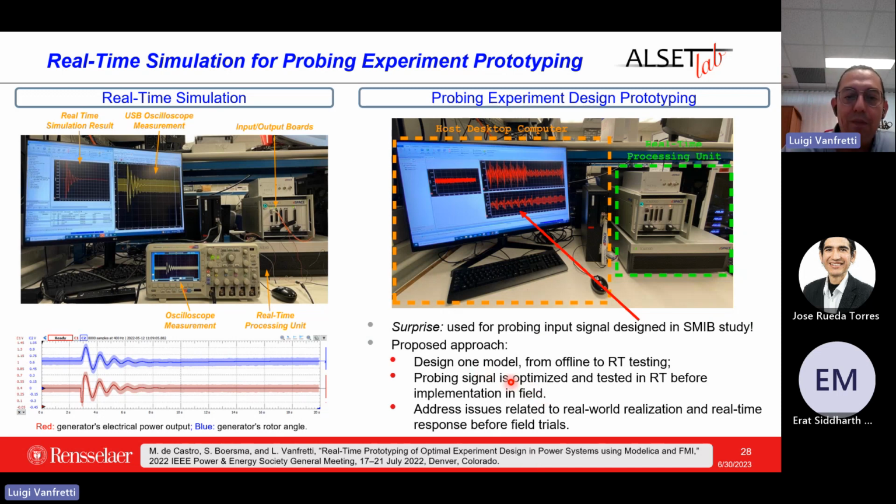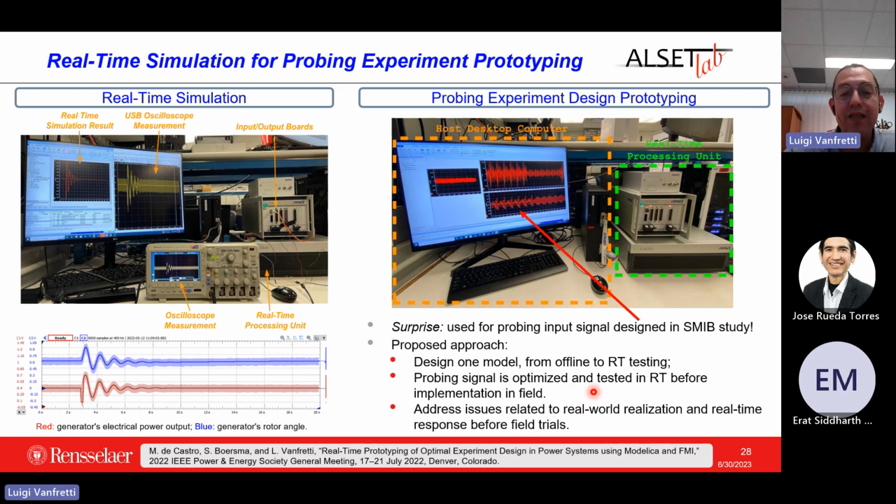So we have one model that we're reusing from offline to real time. The only thing that we do is add inputs and outputs, and then we compile it with source code as an FMU. This approach allows you to test the optimal signal before you use it in real time. You could even have a piece of hardware that generates the signal instead of how we did it here.